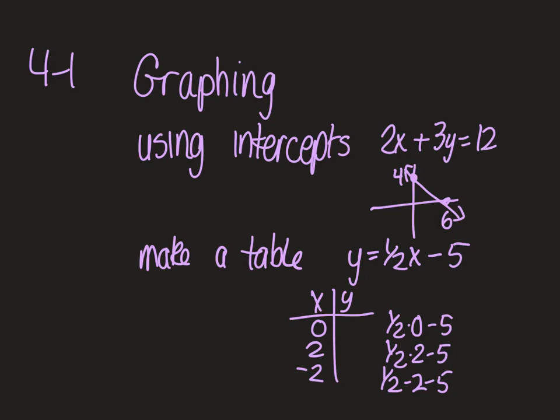Your second method was to graph by making a table. So maybe we had an equation that looked like this. We made a table. We got to pick any x's we wanted. Sometimes there were smarter x's than others. We evaluated for the x's that we picked, and half of 0 minus 5 is negative 5. Half of 2 is 1. 1 minus 5 is negative 4. Half of negative 2 is negative 1. Negative 1 minus 5 is negative 6. And then we would come over here and plot the points. 0, negative 5, 2, negative 4, negative 2 would be down here at negative 6, and we would connect the dots.